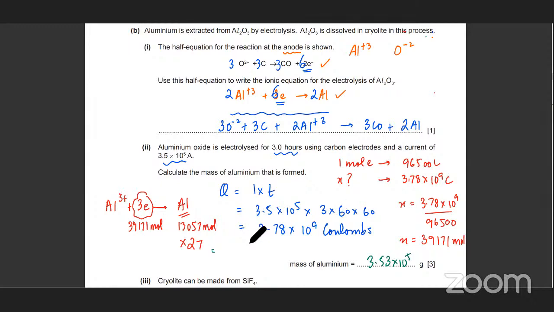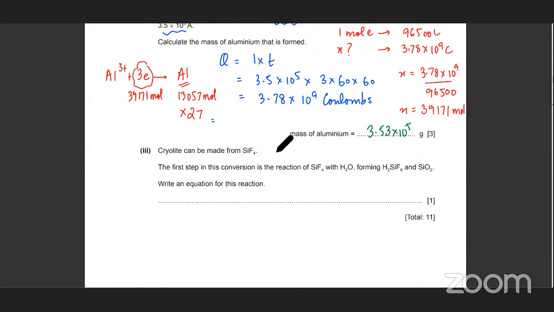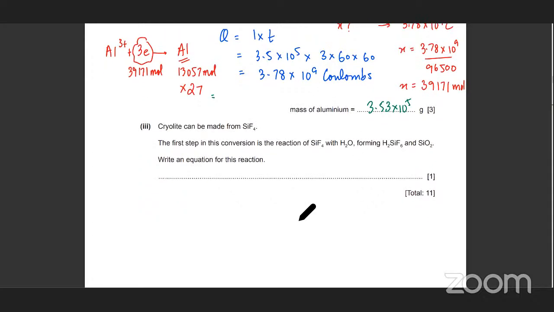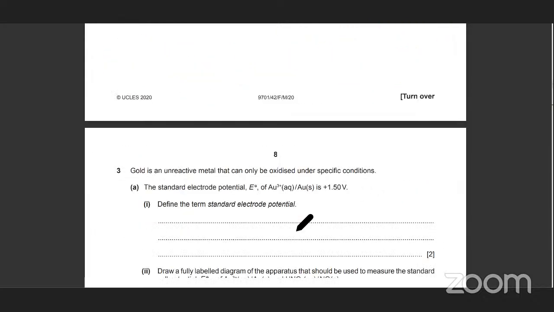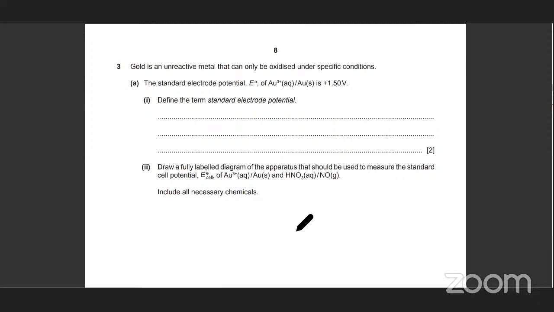The next one is cryolite can be made from SiF4. The first step in the conversion is SiF4 with H2O forming, write an equation. So you can write an equation. Everything is given. There won't be any problem with this.